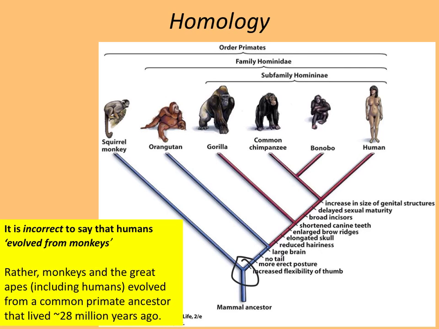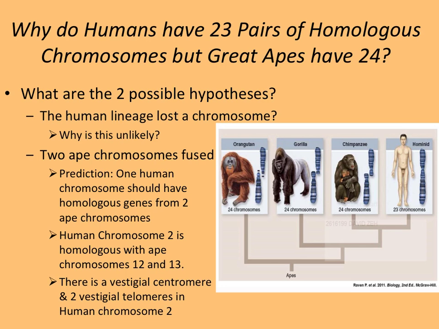So it's incorrect to say that humans evolved from monkeys. We shared, along with the other great apes, a most recent common ancestor that was a monkey. Also, it's incorrect to say that we evolved from bacteria. We shared our most recent common ancestor with bacteria billions of years ago. So this is the kind of thing that you would expect to see. And there's another.